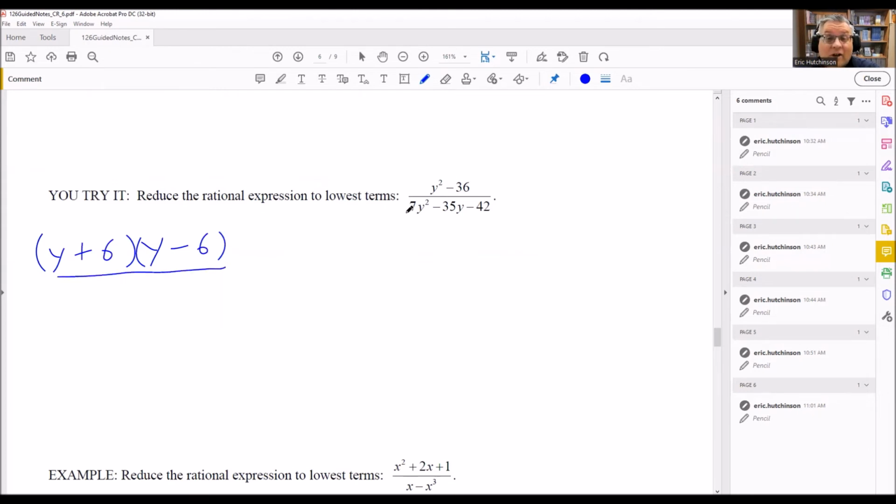On the bottom, we have a common factor of 7 that we can pull out of here. So if we factor out a 7, we get y squared. Then we divide all these by 7. Negative 35 divided by 7 is negative 5, so we get negative 5y. Negative 42 divided by 7 is negative 6.